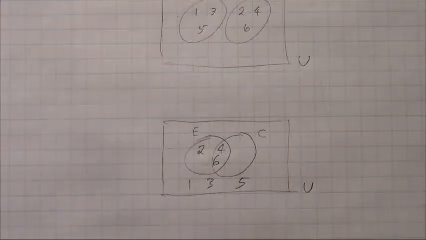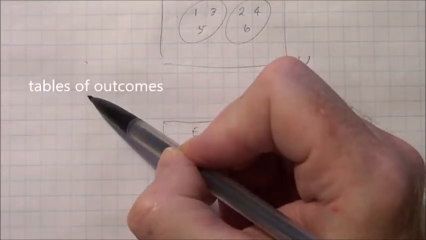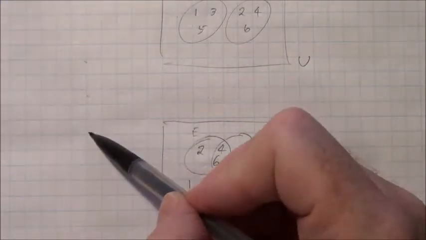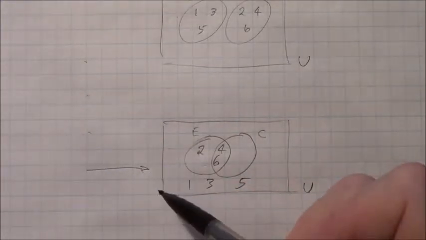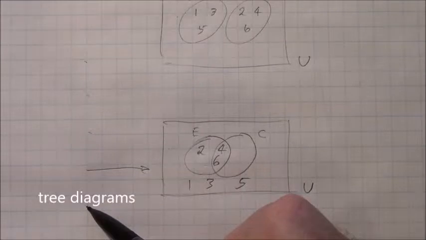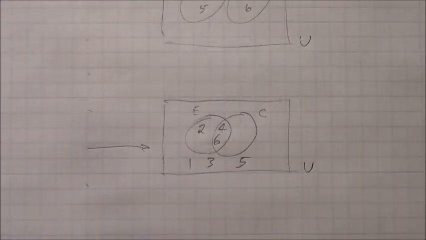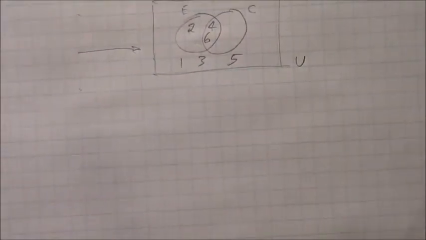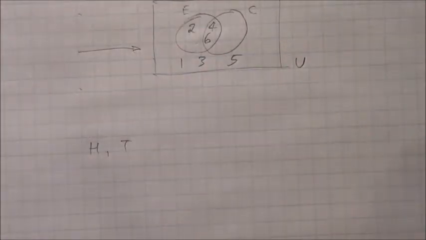There are other ways of representing sample spaces. We can look at lists. We can look at tables of outcomes. We can look at two-dimensional grids. We can look at Venn diagrams, which we have right here. And we can also look at tree diagrams. Lists can be kind of exhaustive and cumbersome. We can look at the list of tossing a coin, for example. When you toss a coin, we've got heads or tails. Well, that's not a very long list.